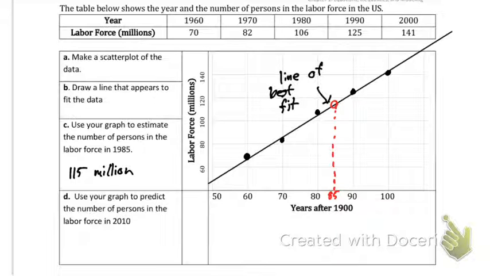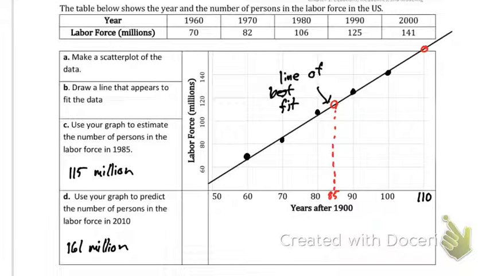All right, then it says use your graph to predict the number of persons in the labor force in 2010. Well, if this is 2000, then 110 would be our 2010. So I'm looking at that imaginary point way up there. Well, if that's 140, 150 would be halfway. This would be 160. So it's like 161, 162 or something like that. Depending on your line, you're going to have a slightly different answer. So we're going to say like 161 million.